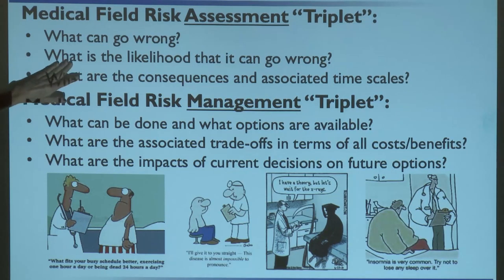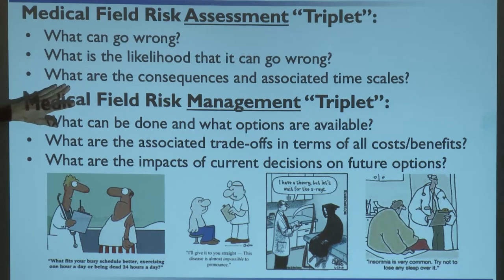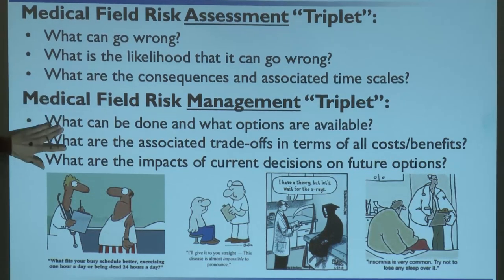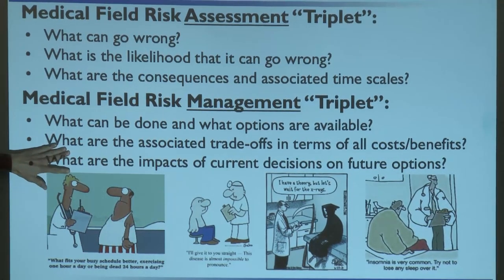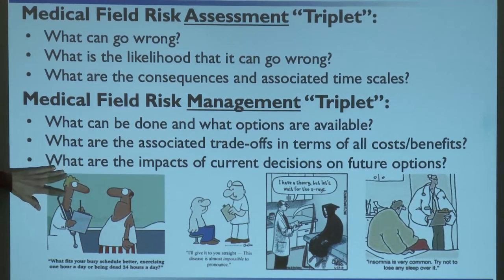What can go wrong? What's the likelihood that it can go wrong? And what are the consequences and associated time scales? What can be done? What are the trade-offs in terms of cost benefits? And what are the impacts of the current decisions on future decisions and options? Well, isn't that interesting? That's exactly maybe 95% of what we've been talking about. So we should continue to borrow.